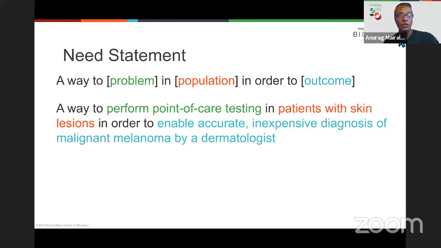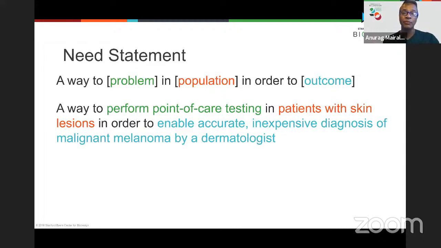And this last part is really critical. In order to achieve what? There was a very specific outcome that the team realized that they want to accomplish. And that was enabling accurate, inexpensive diagnosis. Not just screening, diagnosis, which is like a higher threshold, right? Of what? Of malignant melanoma. They had a very clear disease that they wanted to identify, because this is high death rate, high mortality rate if it's not found early on, and by a dermatologist.